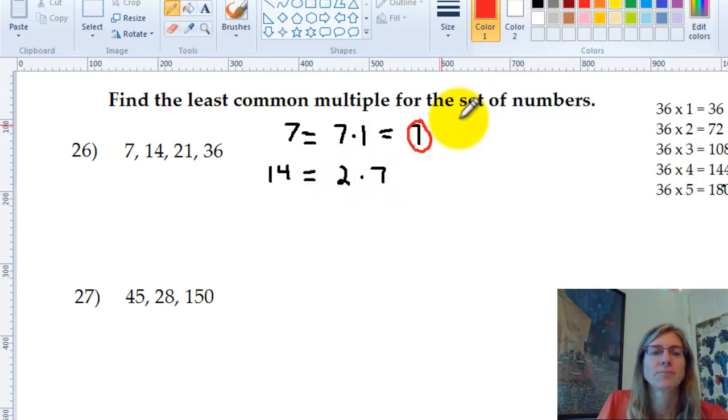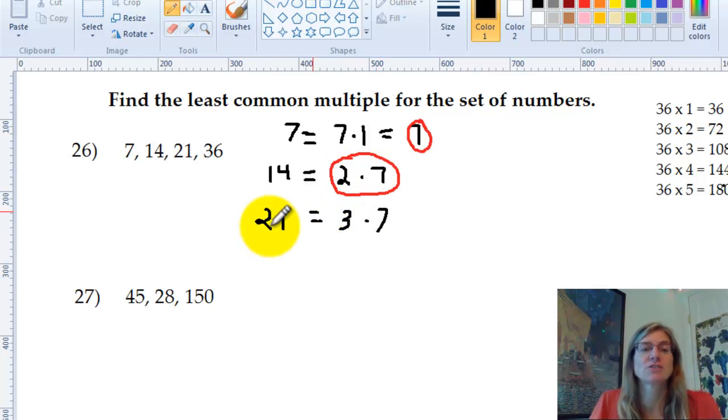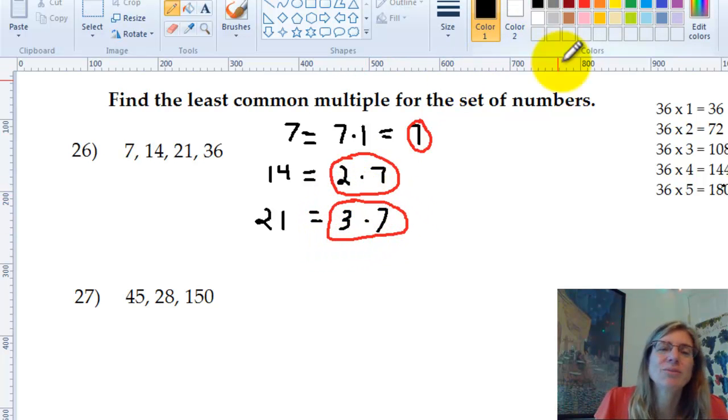So that's done. Now the prime factorization of 21, that's not going to be hard either. What do you think of when you think of 21? Well, I think of this, 3 times 7. Both those are prime numbers. So you have the prime factorization of 21. Not bad so far.